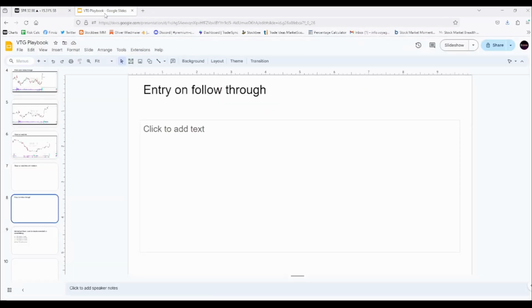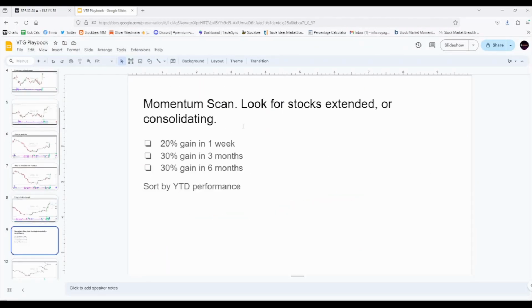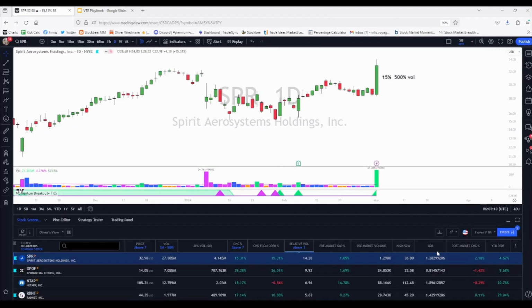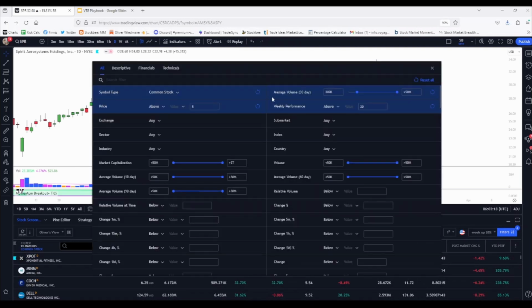So the next thing we're going to look for is scans that have already made momentum, and we're looking for the pullback, and we enter on the consolidation or the breakout. And so we have 3 different scans we look for: 20% gain in 1 week, 30% gain in 3 months, 30% gain in 6 months. On TradingView, you can look at my criteria. Here is the criteria for week up 20%. The average volume would be 300,000, weekly performance would be 20, and the price would be above $5.